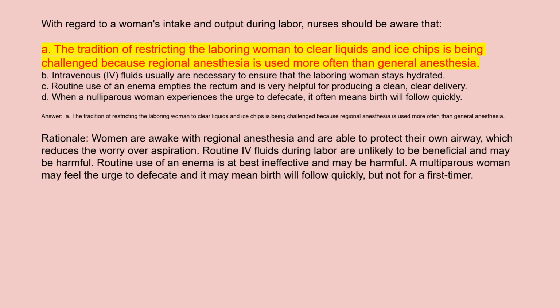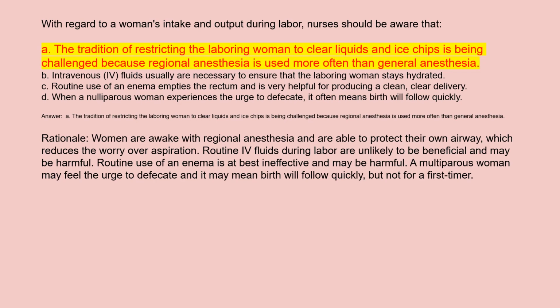Answer. A. The tradition of restricting the laboring woman to clear liquids and ice chips is being challenged because regional anesthesia is used more often than general anesthesia. Rationale. Women are awake with regional anesthesia and are able to protect their own airway, which reduces the worry over aspiration. Routine IV fluids during labor are unlikely to be beneficial and may be harmful. Routine use of an enema is at best ineffective and may be harmful.